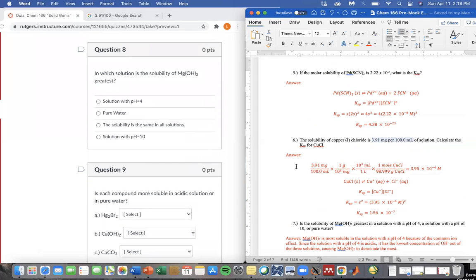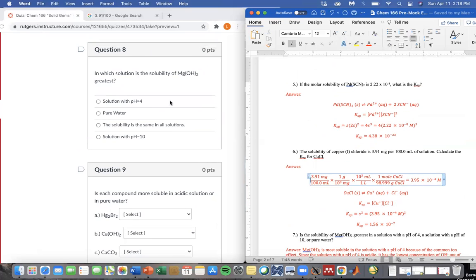This next one is more of a theoretical question. So which solution is the solubility of MgOH2 the greatest? And so you're given a solution with a pH of 4, pure water, the solubility is going to remain the same in all these solutions, or the solution with a pH of 10. So do you guys remember the common ion effect, what that is? Yes. Do you want to explain what it is really quick?